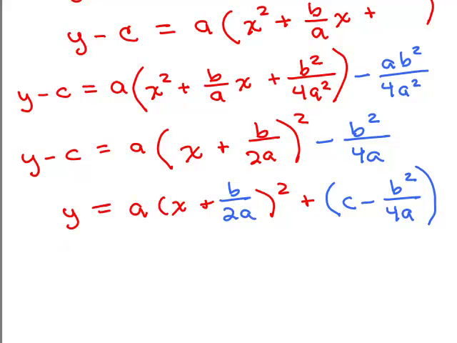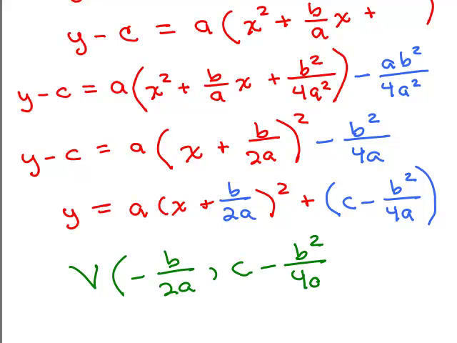So basically, if I've got x plus b over 2a, then if I read this as the vertex point, it would have to be negative b over 2a, right? For the x-coordinate. And then the y-coordinate is c minus b squared over 4a. That's actually the formula for the vertex point.